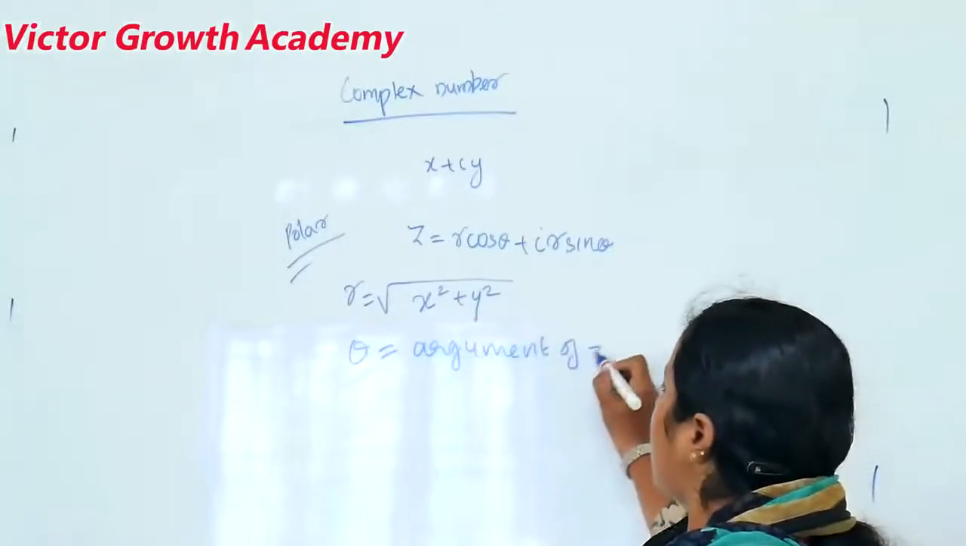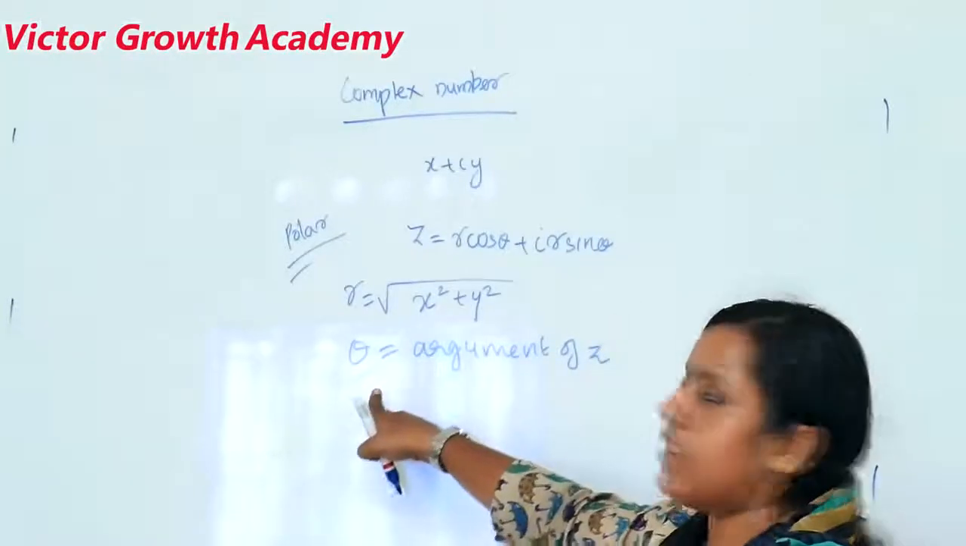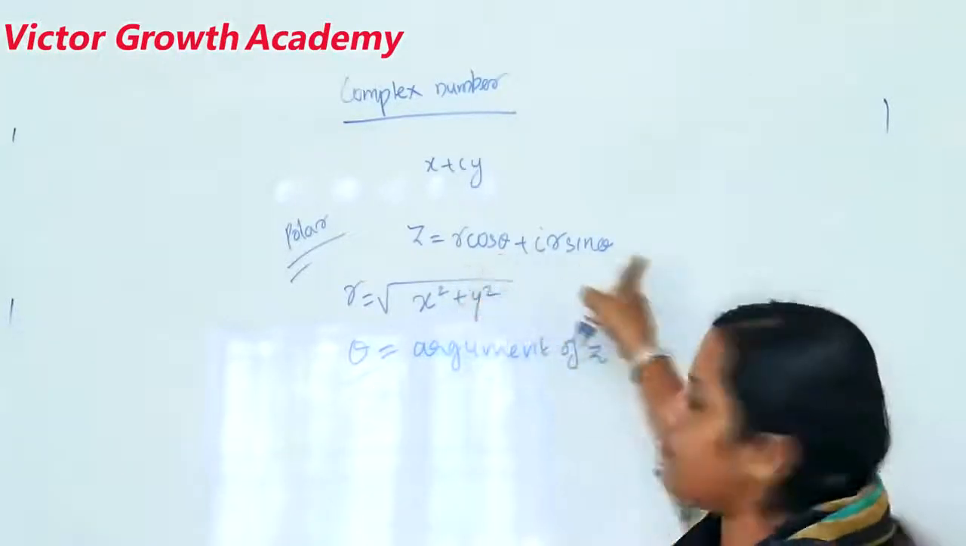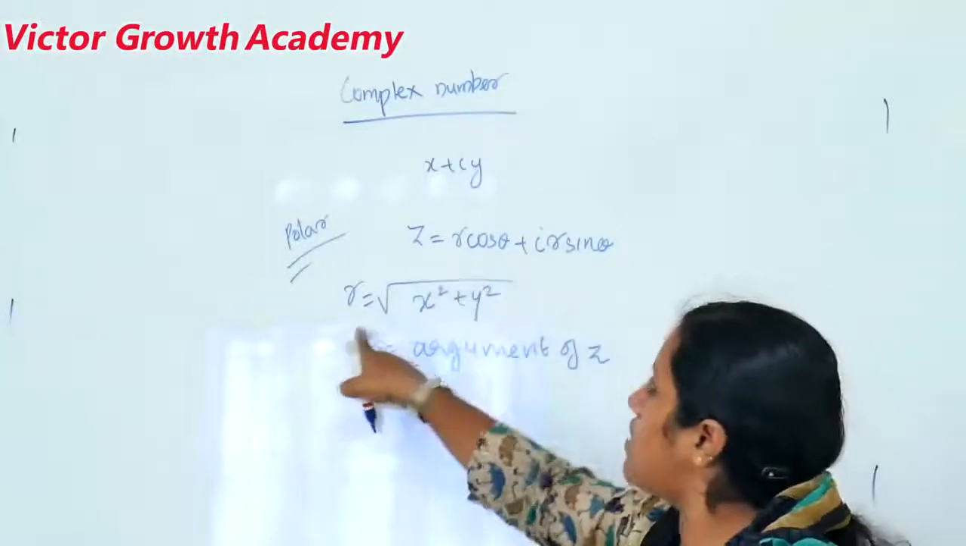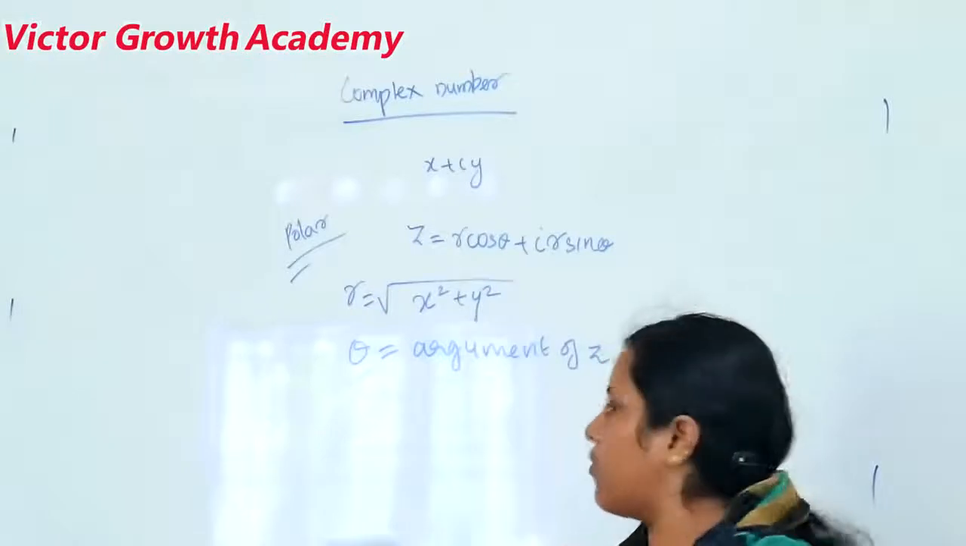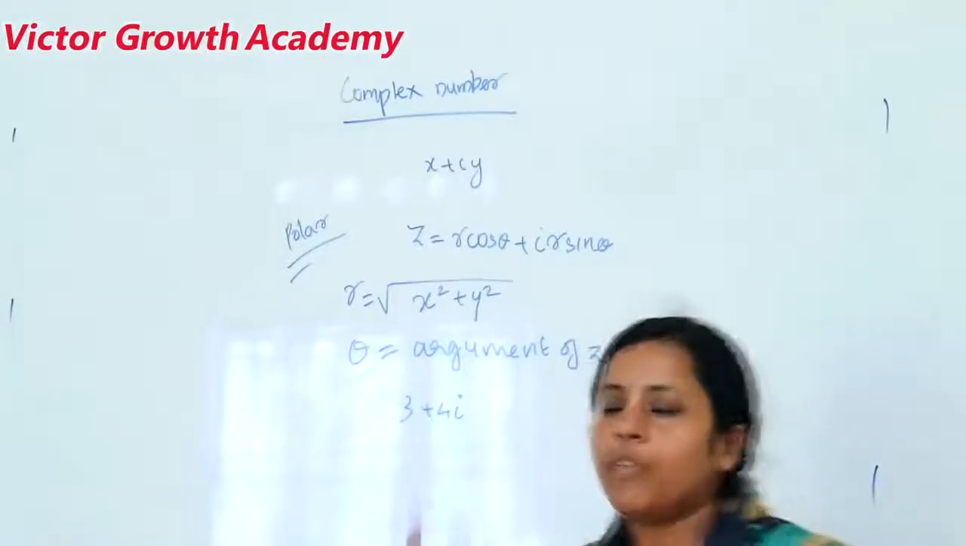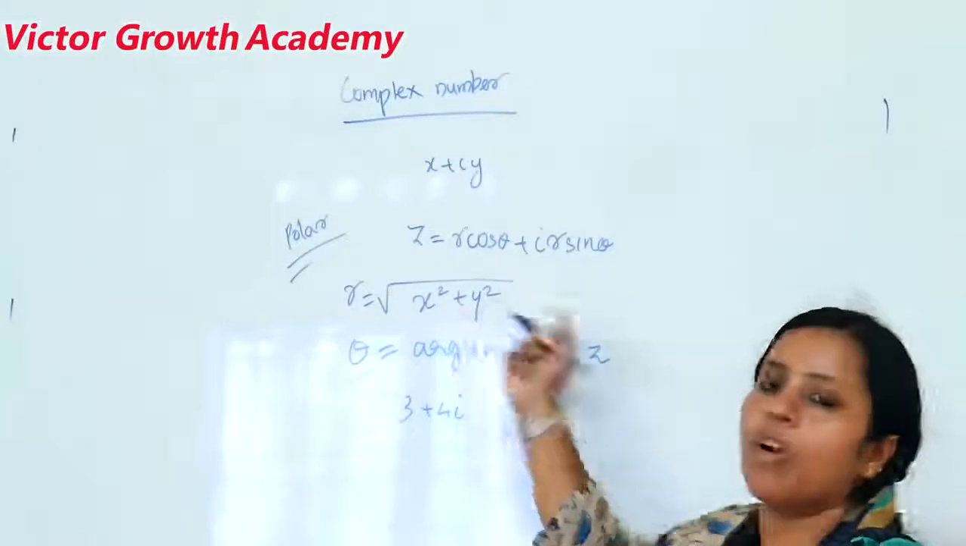Argument of z. Argument of a complex number z means theta, that is this angle theta. And what is this r? r is root of x square plus y square. So if we get a complex number in any form, that is 3 plus 4i, what we can do? We can write it in polar form also.